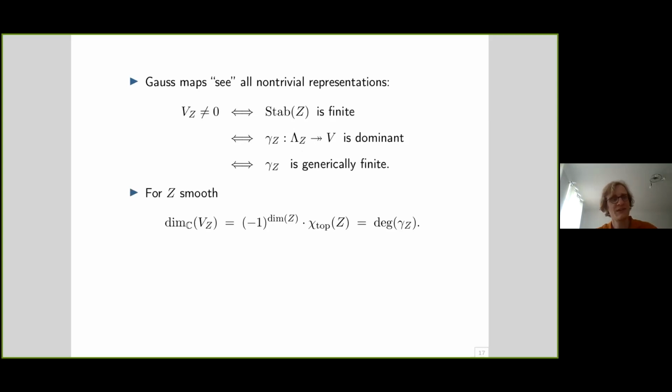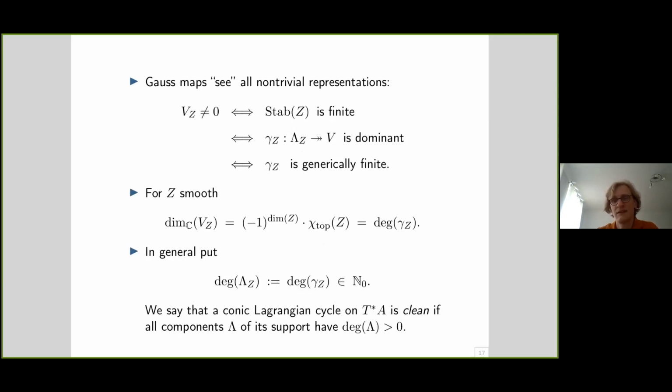And again, in the smooth case, the dimension of the representation is the Euler characteristic, as we have seen, but this is also the degree of this Gauss map. So this is a very geometric interpretation. And in general, if you have a conormal variety, I define the degree of the conormal variety to be the degree of its Gauss map. And because we discard all those varieties whose Gauss map is not dominant, I say that a conic Lagrangian cycle on the cotangent bundle is clean if all components of its support have dominant Gauss maps, so if all of them have positive Gauss degree.